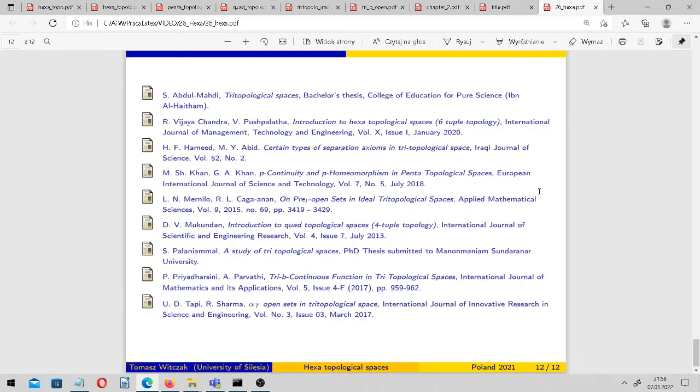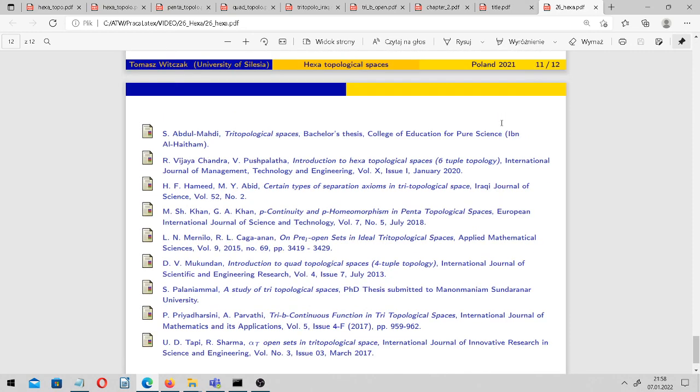Well, these are some papers about 3, quad, penta, and also hexa topological spaces. As for the hexa spaces, we saw that there is a paper by a guy named Shihab about hexa homeomorphisms, perhaps, but it's not available. The link is broken. Be that as it may, here you have some literature about these spaces.